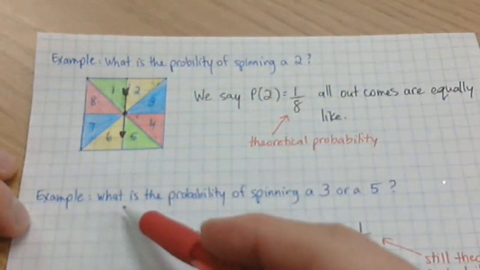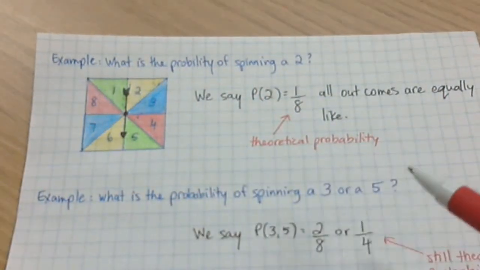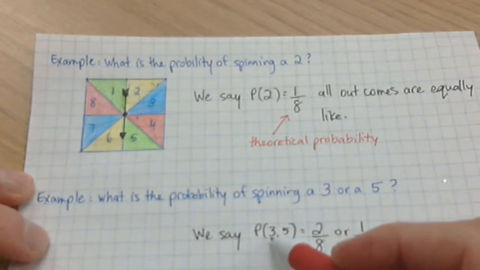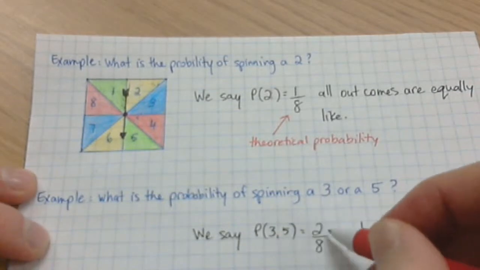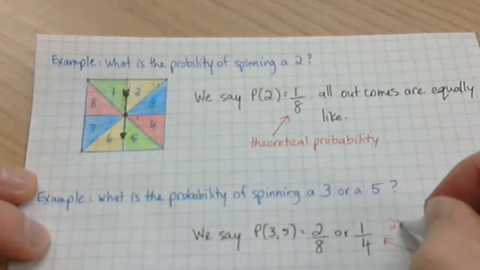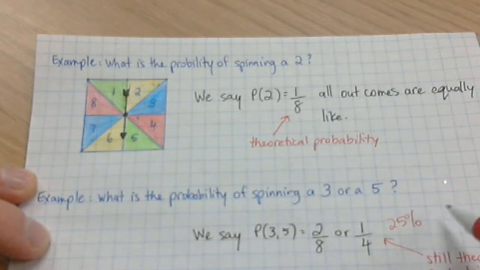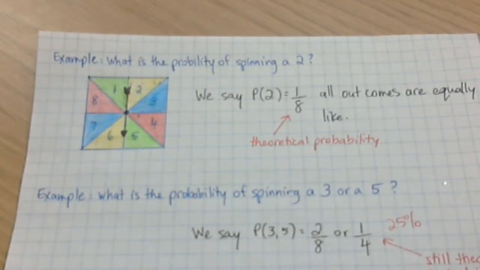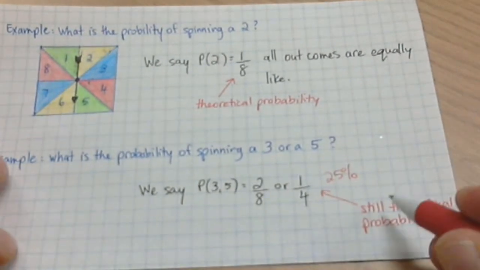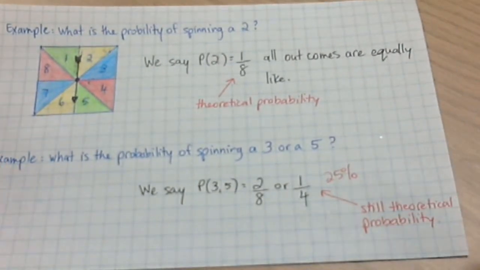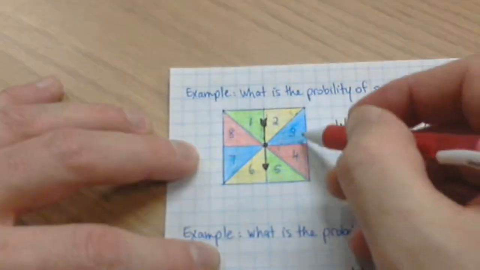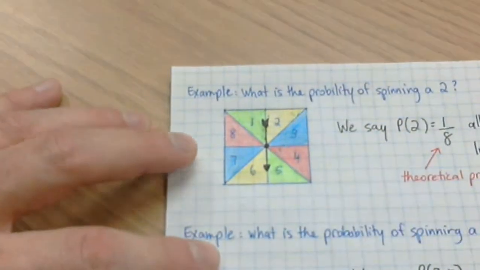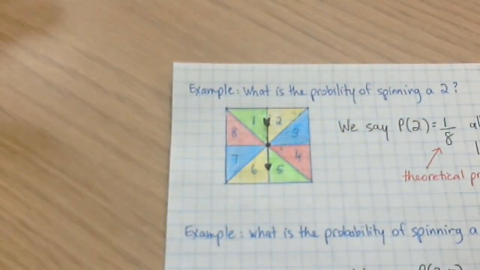Well, then what about the probability of spinning a 3 or a 5? The probability of spinning a 3 or 5, so P with 3 and 5 in brackets, is 2 out of 8, or 1/4. You can convert 1/4 to a 25% chance of spinning a 3 or a 5. This is still theoretical probability. Experimental probability would be actually having the spinner and spinning the arrow to see where it lands, and doing that experiment 100 times to see where everything lands.